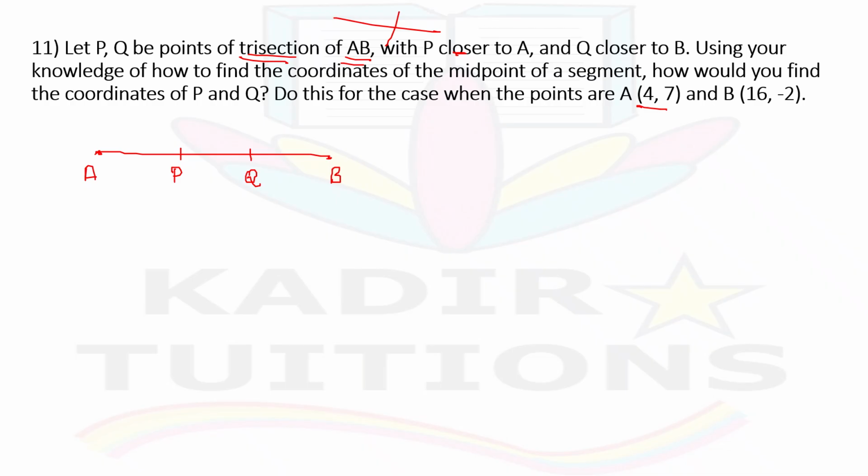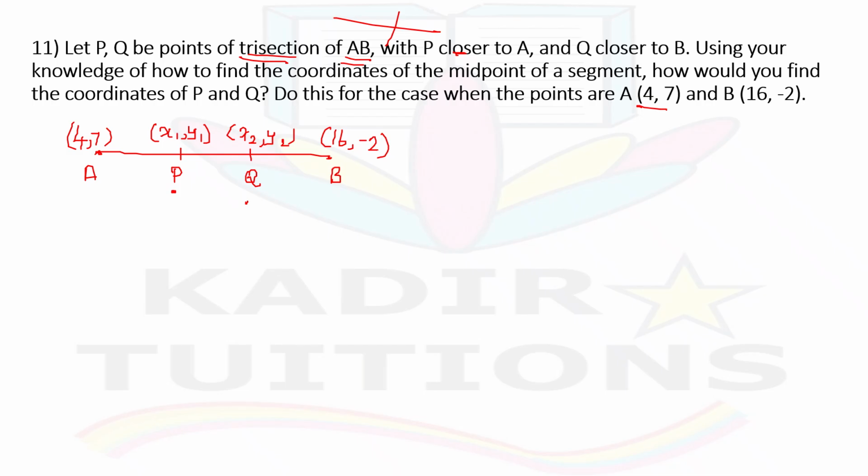So what are the points for A? It is 4 comma 7, and the B point is 16 comma minus 2. So we need to find the point P as well as Q. We don't know them as of now. So what I'm doing, we'll write P as x1 comma y1 and Q as x2 comma y2. This is what we are going to find, and they are asking you to find it using the midpoint formula. The midpoint of a segment we already learned. What is actually the midpoint? It's nothing but the average of x as well as the average of y. So using the midpoint, we are going to proceed with this.